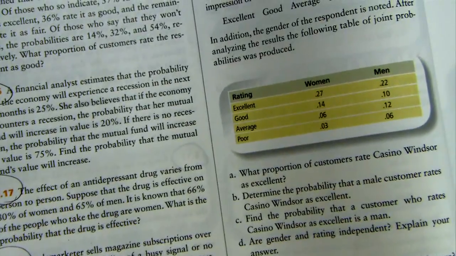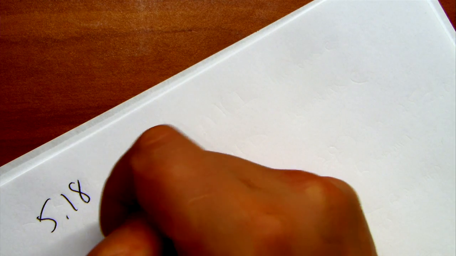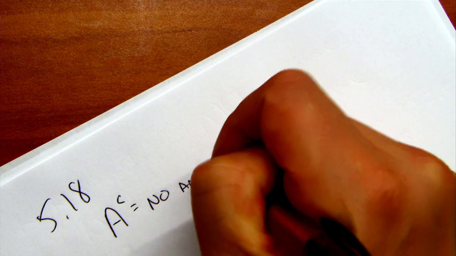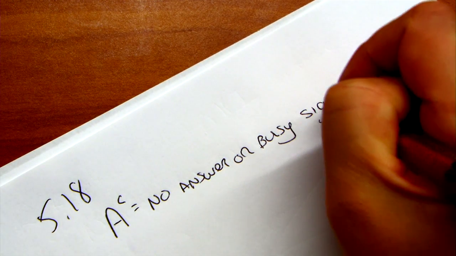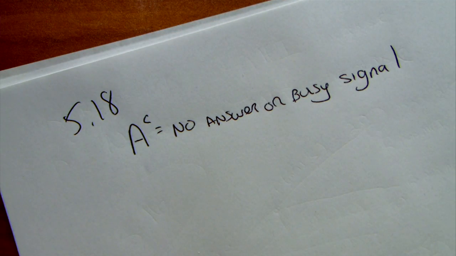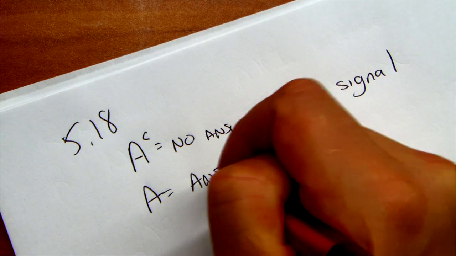All right, so we have to think about what happens first in this situation. And what happens first in this situation, this is 18, is we either get through or we don't get through. So the probability of, I'm going to say A complement, is no answer or busy signal. 65% of the time we have A complement. So A means someone answers.